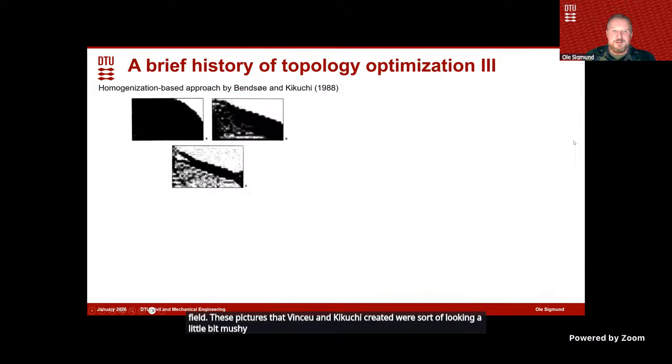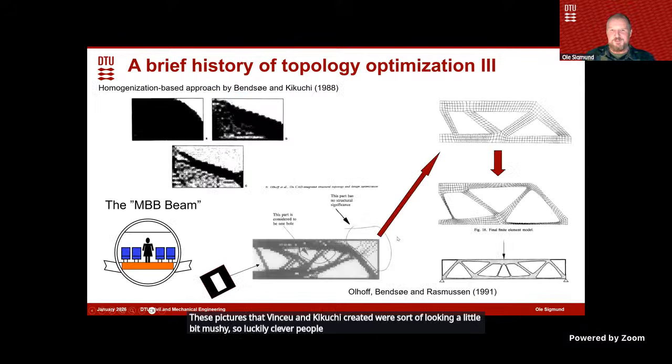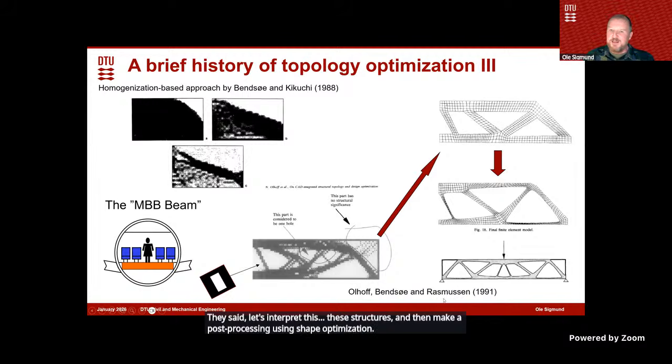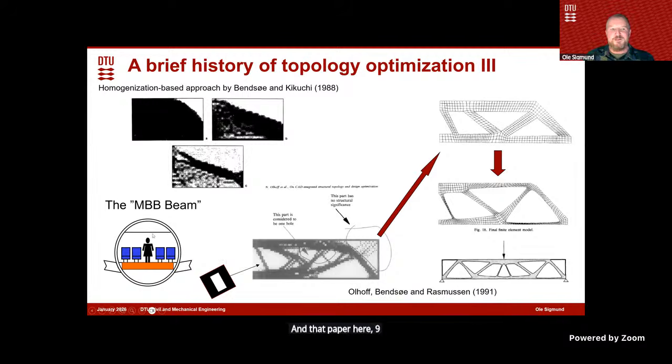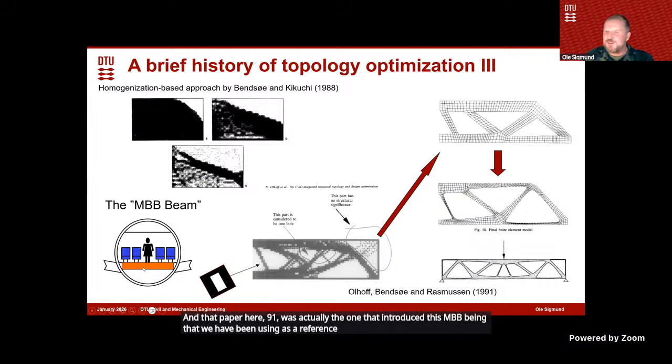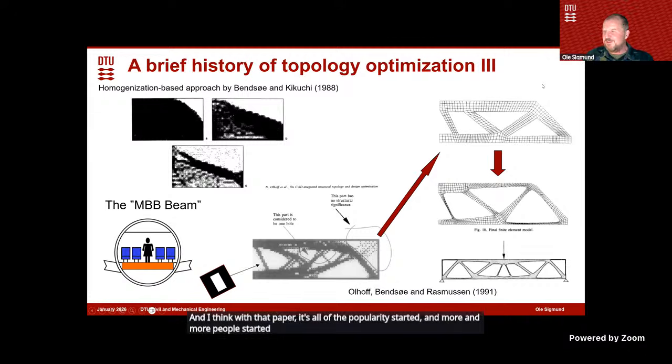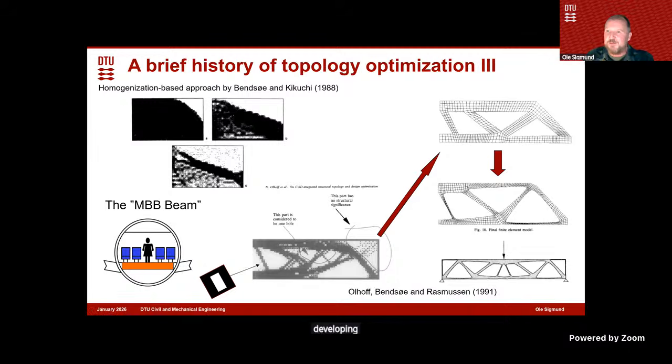So luckily, clever and foreseeing people like John Rasmussen, together with Bendsøe and Olhoff, said, let's interpret these structures and then make a post-processing using shape optimization. And that paper here, 91, was actually the one that introduced this MBB beam that we have been using as a reference benchmark case since then. And I think with that paper, the popularity started, and more and more people started developing different optimization methods.